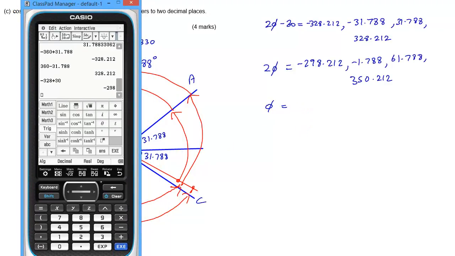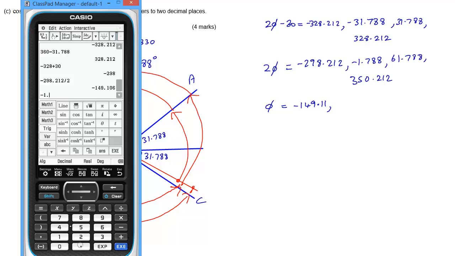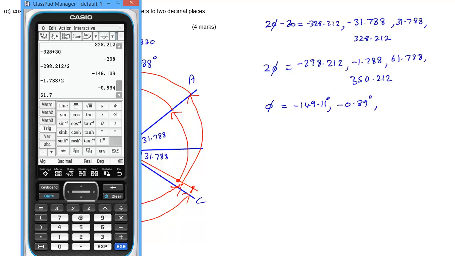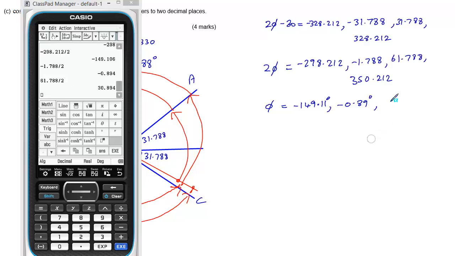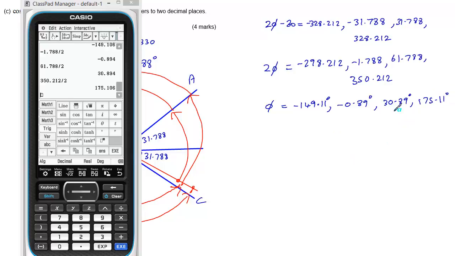and then we need to divide them all by 2, so negative 298.212, divide that by 2, so negative 149.11, negative 1.788, divide that by 2, negative 0.89, of course all these are in degrees, and then we've got 61.788, divide by 2, 30.89, and finally 350.212, divide that by 2, 175.11.